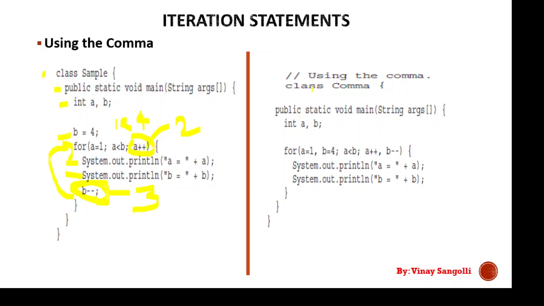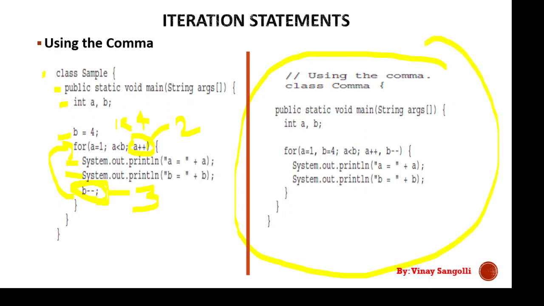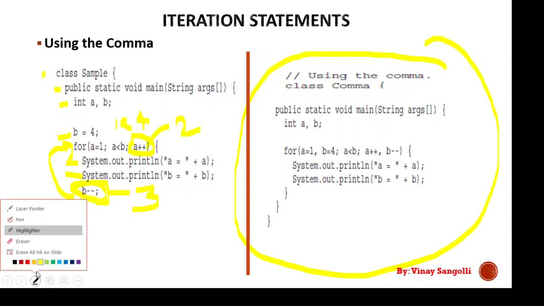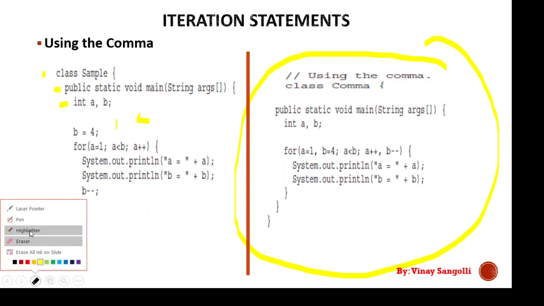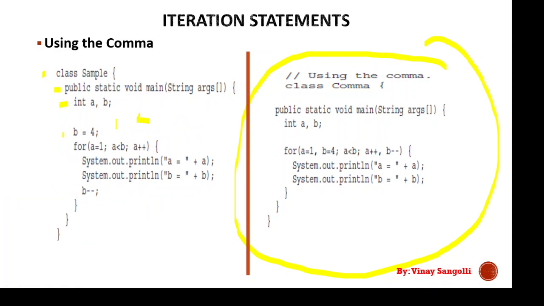Now what happens here on the RHS? Please observe this program now. What changes have we made? First change is, here we have defined, if you can observe, one second, I'll just erase this. Here we have defined two variables, that is initializations. Two variables initialization has been done. One is b is equal to 4, the other one is a is equal to 1.